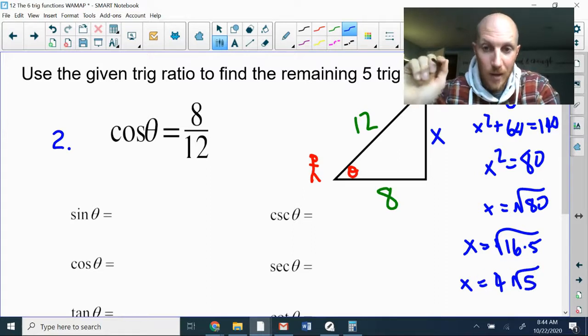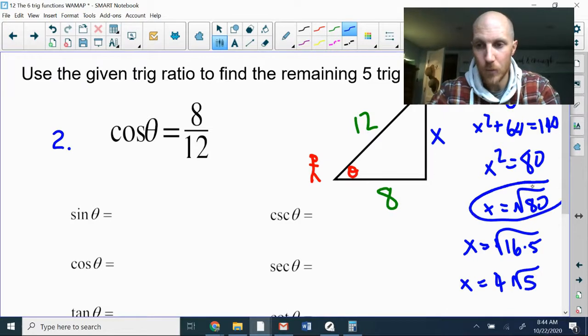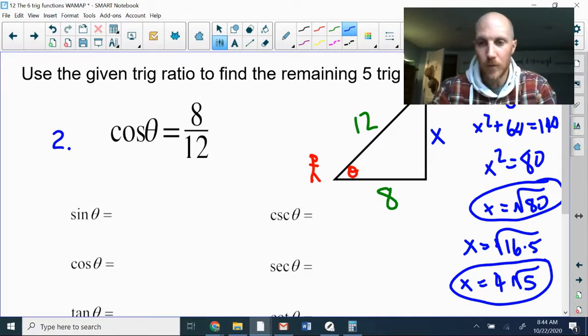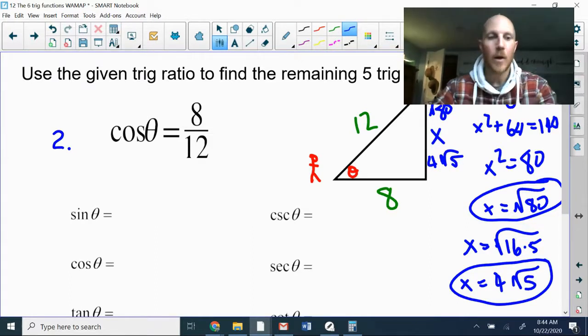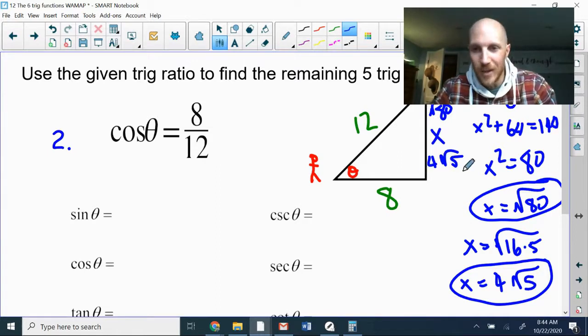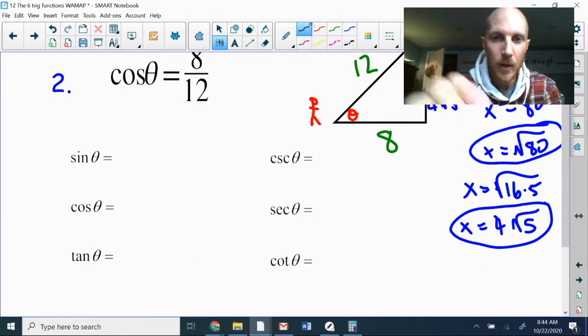So it's my opposite side. I can either say it's radical 80 or 4 times radical 5. Either one is correct. Either one will work. I'm not going to normally write them both down, but I just did. Okay, now that we have all the sides of the triangle labeled, we can create our ratios.